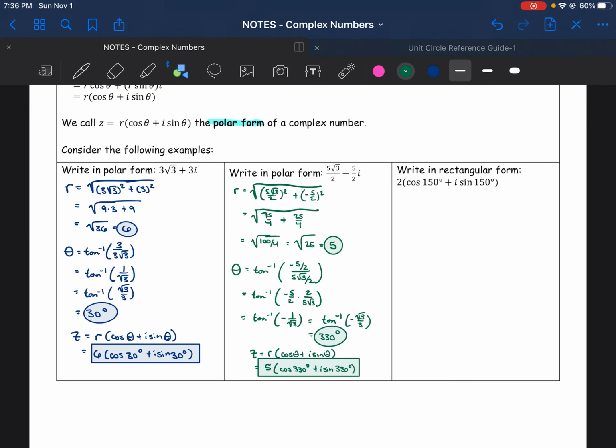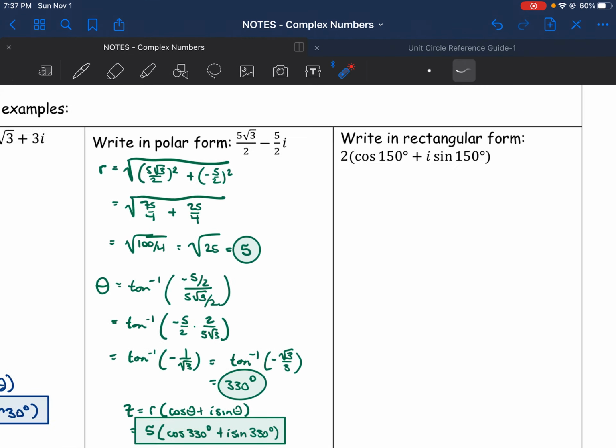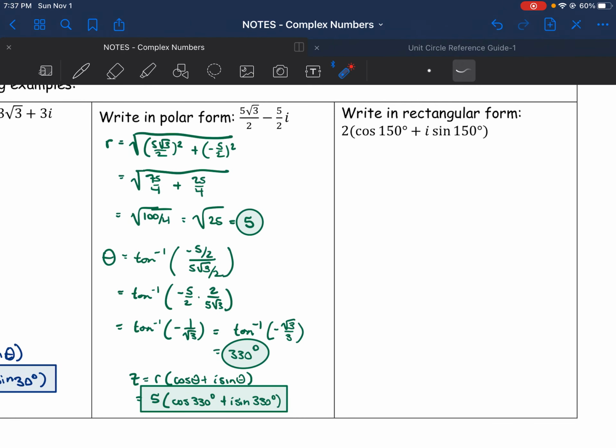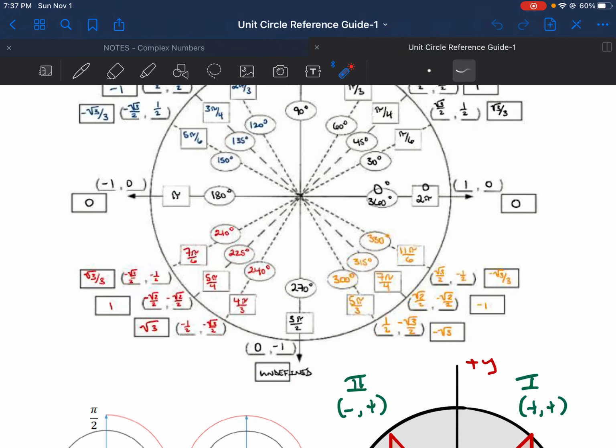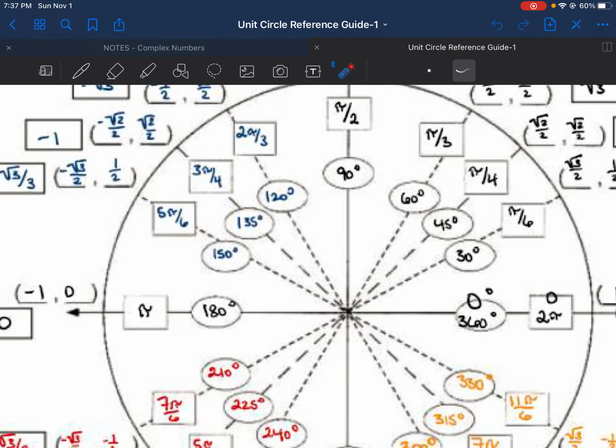All right. So those two examples were both going from rectangular to polar form. Let's look at one example real quick going from polar form to rectangular form. Notice this is going to be pretty easy because all we really have to do is take the modulus and distribute it here. So first, let's find the cosine of 150 degrees.